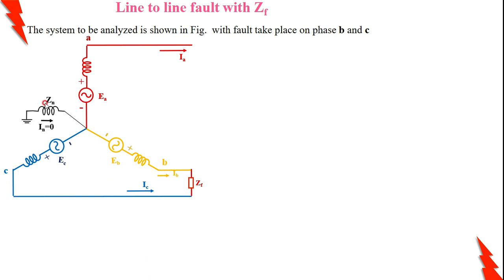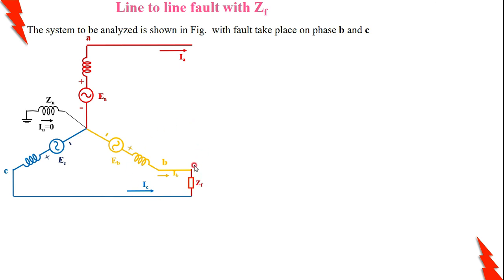Then one thing you can observe here is that the current IN is equal to 0 because the fault is not involved with the ground. Now the fault is occurring between B and C with a fault impedance of ZF. That's what I have shown here.